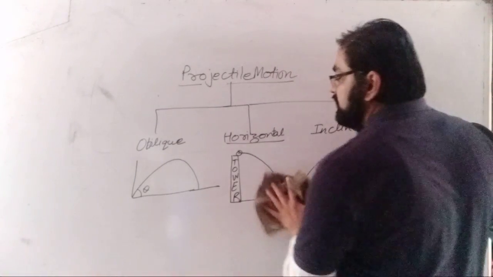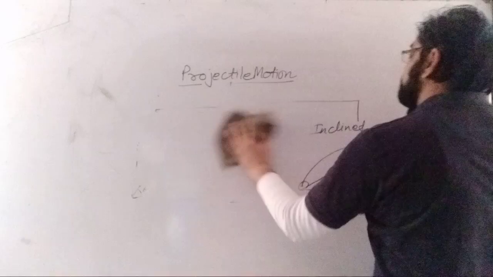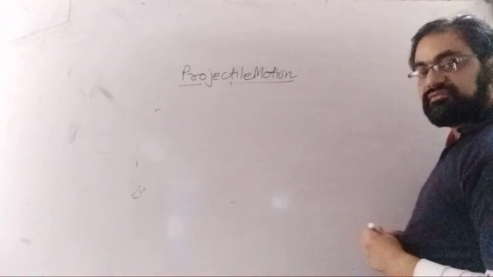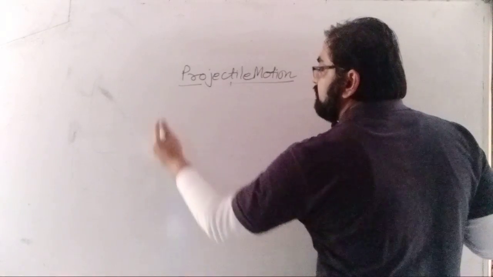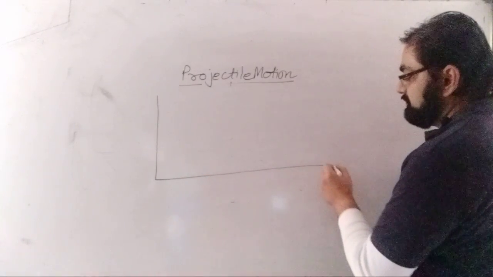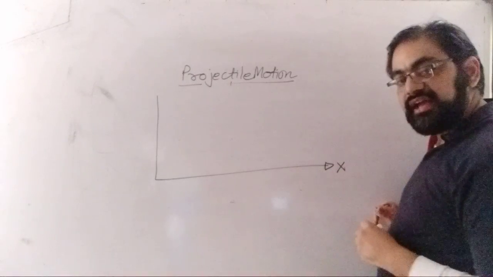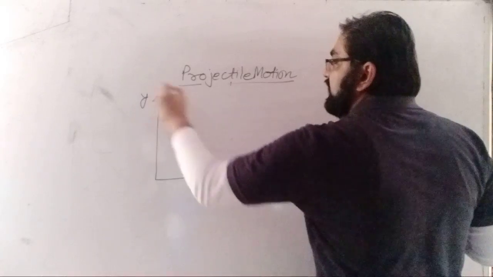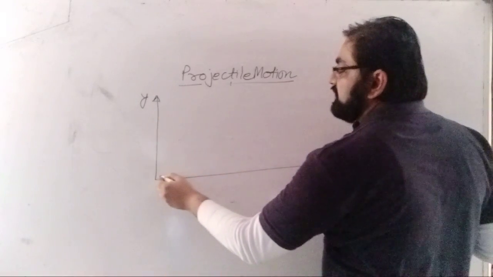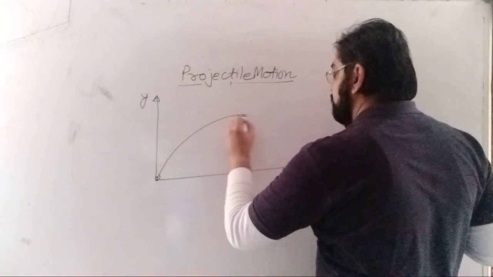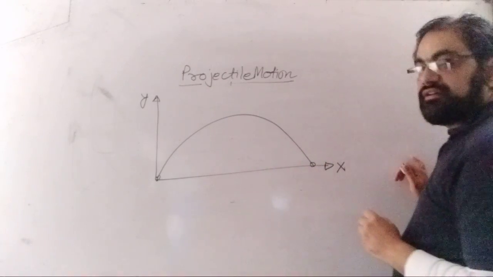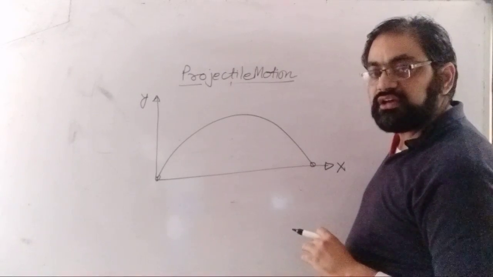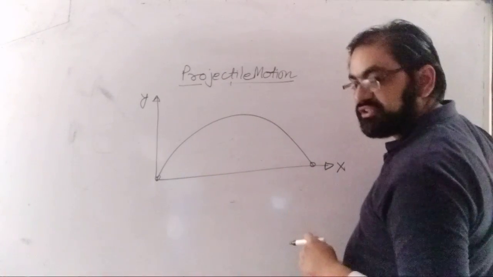Before starting directly with the equations of projectile motion, let us discuss the basic fundamentals which we have to keep in mind during oblique projectile motion. This is taken as the x-axis, and this represents the ground level. This is taken as the y-axis, and a projectile particle is thrown from the ground. So this is the trajectory of the projectile. Trajectory is the path through which the projectile moves in the air.